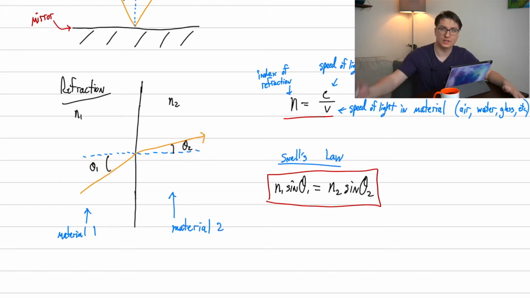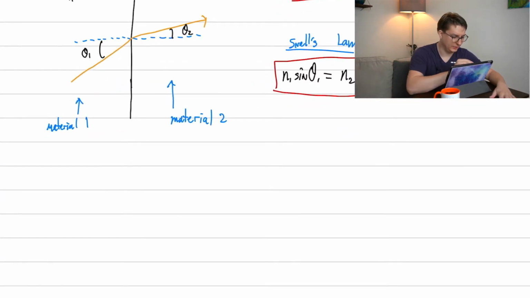In fact, they have to be different if the indices of refraction are different, given by Snell's law, which is n1, the index of refraction of the first material, times the sine of this angle, has to equal the same stuff, but for this other side. So this may seem a little bit weird, but I want to connect it with something that maybe we can think about in our everyday life.